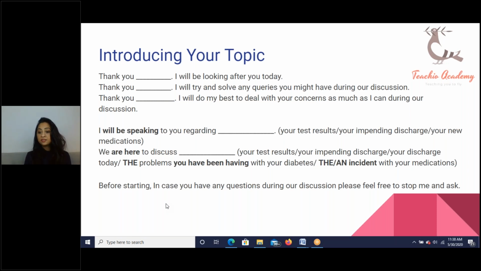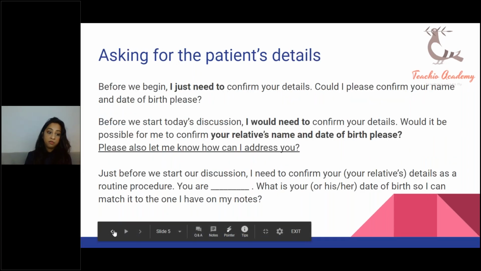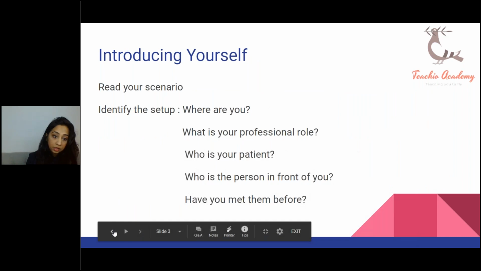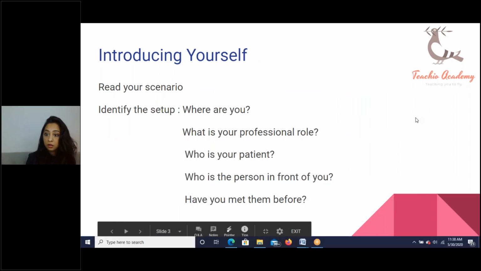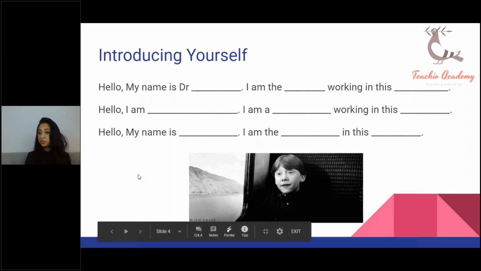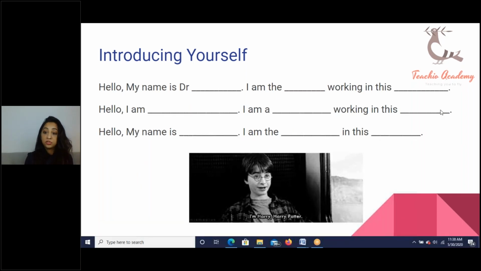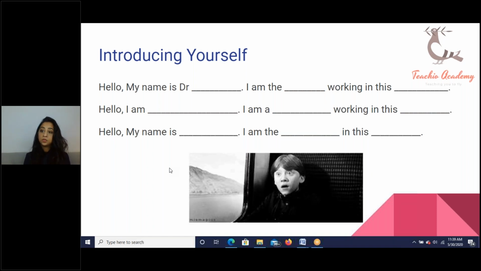Okay, so Vijay has asked how to start the conversation if it is a known patient. So Vijay, in the sentence that I gave you in the beginning, you first introduce. So you'll use your first introduction. Hello, my name is Dr. Whatever. I am your role working in this hospital.